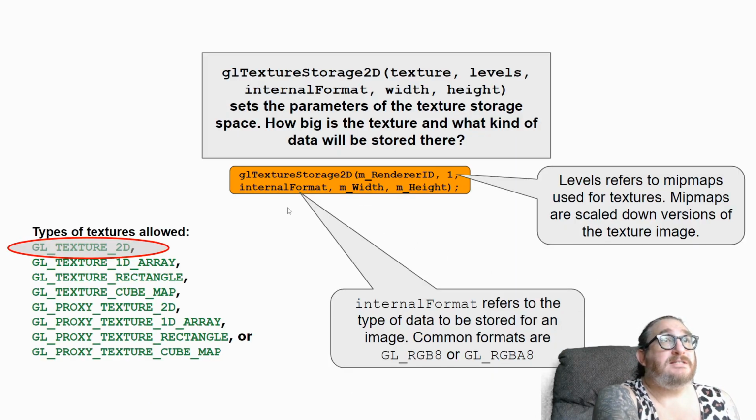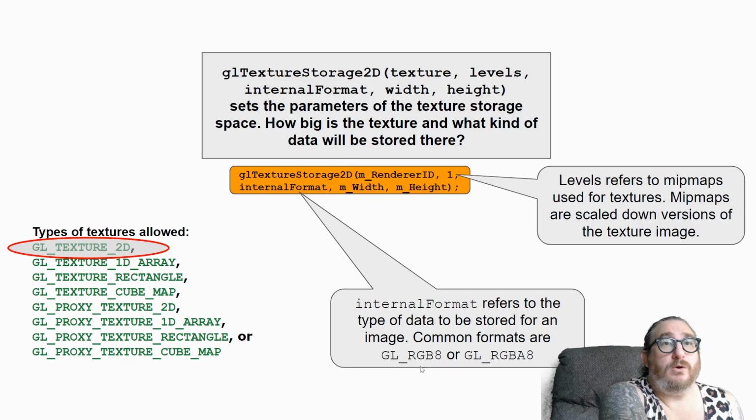And then the next thing, internal format, that refers to the type of data to be stored for an image. Common formats are GL_RGB8 and GL_RGBA8. Width and height are self-explanatory, so I won't go over those. So you're basically now telling your texture object, hey, I'm going to store some stuff in you, and I just want you to know the stuff's going to look like this. That's kind of what this function is doing.